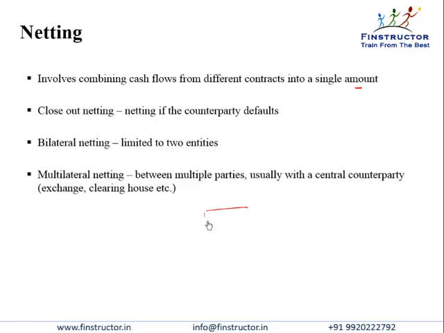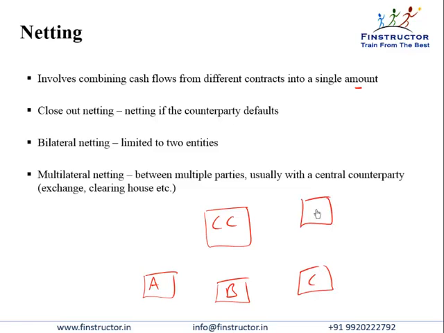So there will be a central counterparty, that is an exchange or a clearinghouse, to whom each of the other participants will report their obligations and inflows. So A and B will both report their claims to this central counterparty.